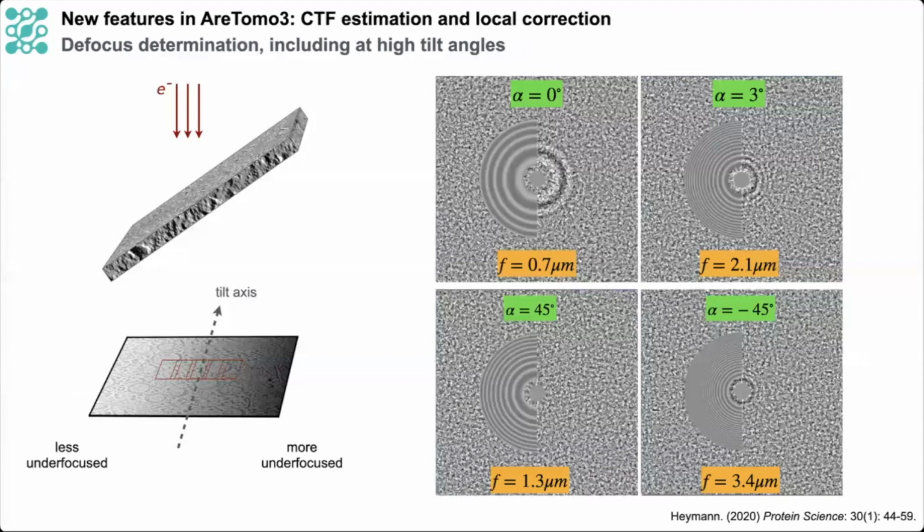A third new feature estimates and locally corrects for the CTF. CTF estimation is performed by dividing each tilt image into overlapping patches and then computing the power spectrum of each patch. These power spectra are then rescaled to compensate for differences in defocus across the tilt image, following an approach that was first implemented in BSoft.